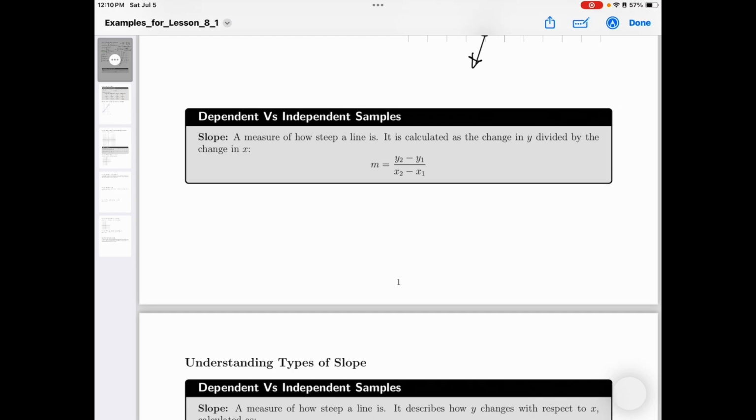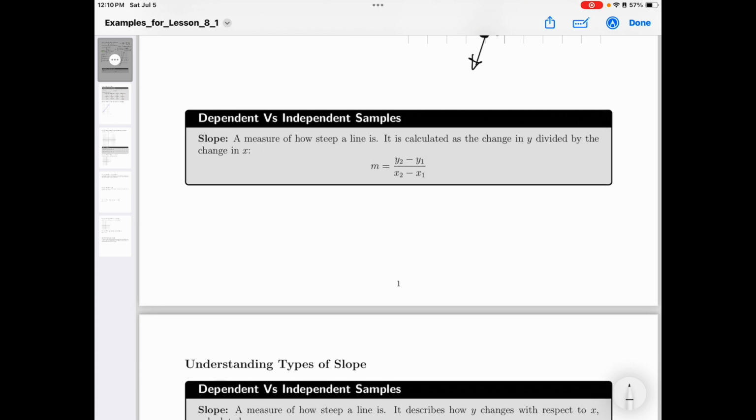So now we're going to get more in depth with slope. So slope is the rise over run of a line. So it's the change in y over the change in x. That's our slope, which sometimes is also called a. It's whatever the number is in front of the x when it's in slope-intercept form.